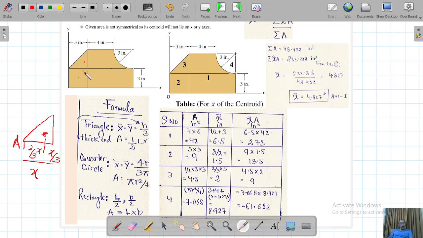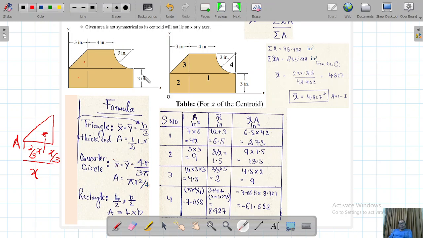Okay, so the area of the rectangle will be half into base into height. What about the circle? The circle area will be, since it is a quarter circle, pi r square upon 4. For a quarter circle you must always remember the centroid of this quarter circle.